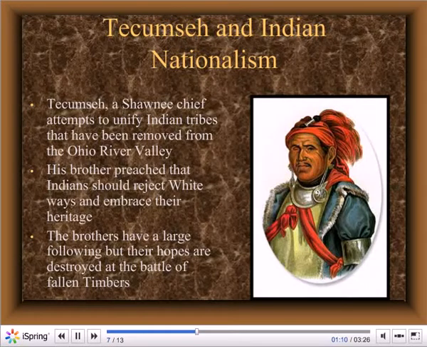This is a Shawnee chief, and he attempts to get all the Indian tribes that have been removed from the Ohio Valley to work together and to fight back, to push back the whites pushing them out of their land. His brother said that Indians should reject all the white ways and embrace their heritage.